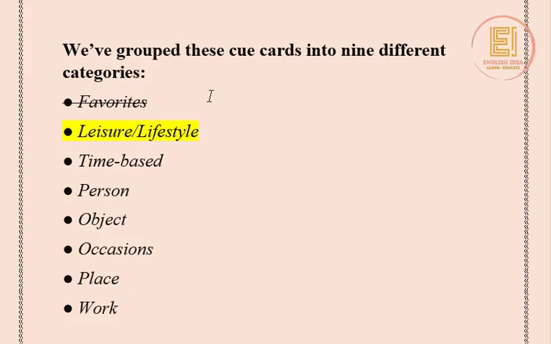And each of the topics has 15 questions. And each video consists of 5 questions. So it means, for example, leisure and lifestyle has 15 questions, right? It will have 3 videos. The same happened with favorites, and the same will happen with the rest of the topics.